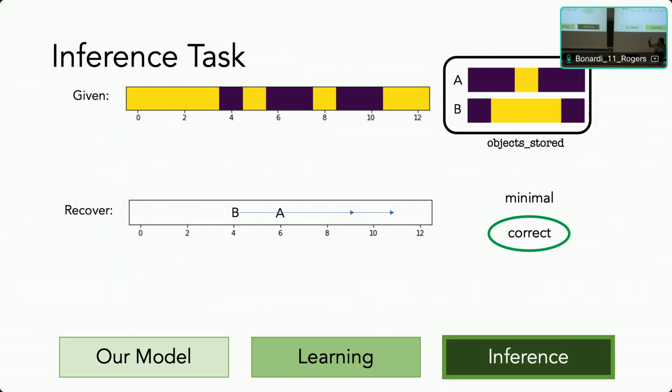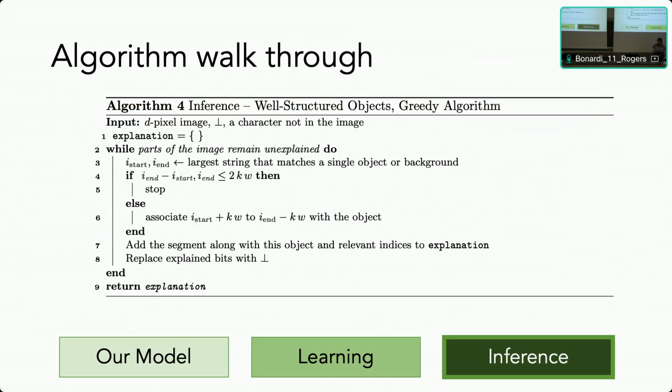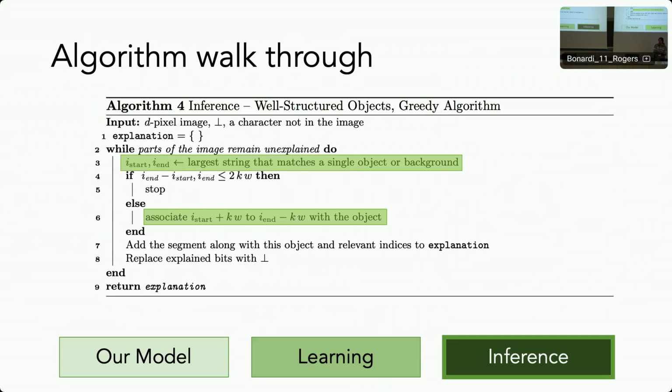For minimal, we talk about it in the paper. I can talk about it offline or at the poster, but in the next minute, I'll focus on the correctness objective. Basically, this is also a greedy algorithm. You find the largest string that matches a single object, and then for a similar reason to before, discard the first and the last bits of it. You can keep doing this and guarantee that whatever explanation you find for the parts of the image is going to be correct.